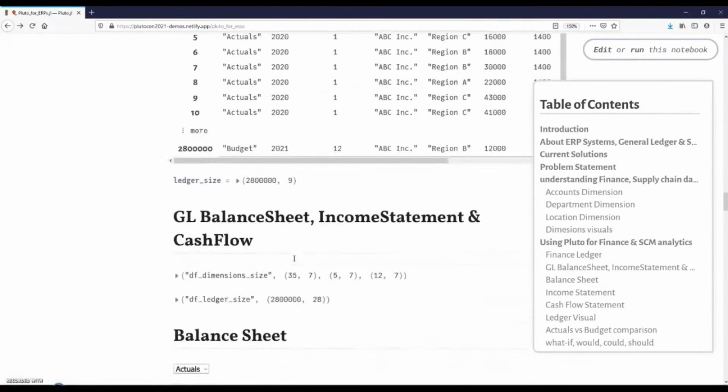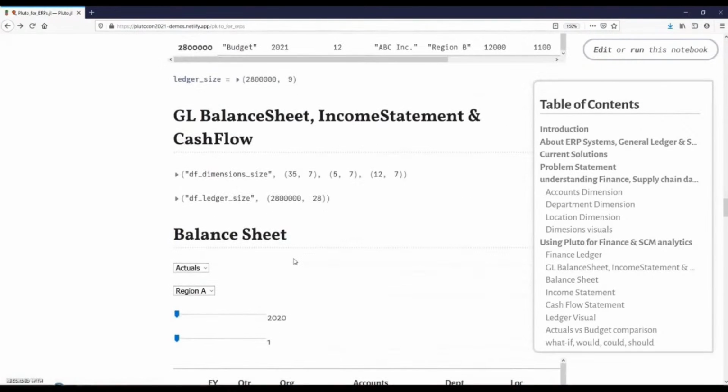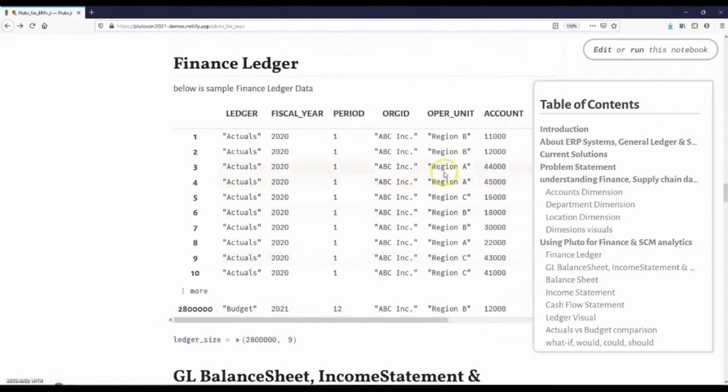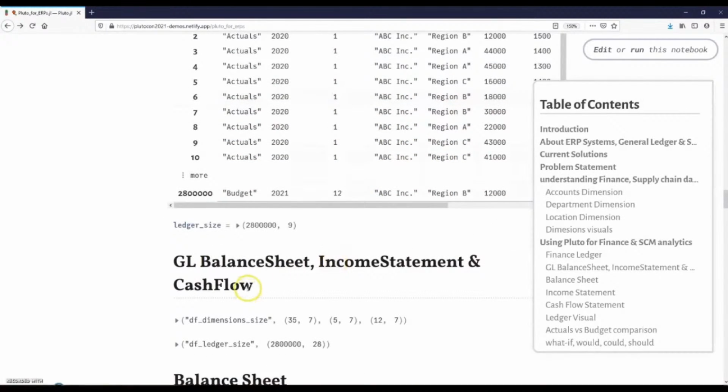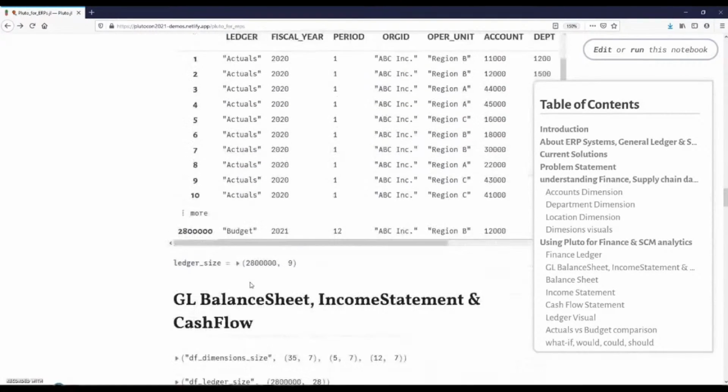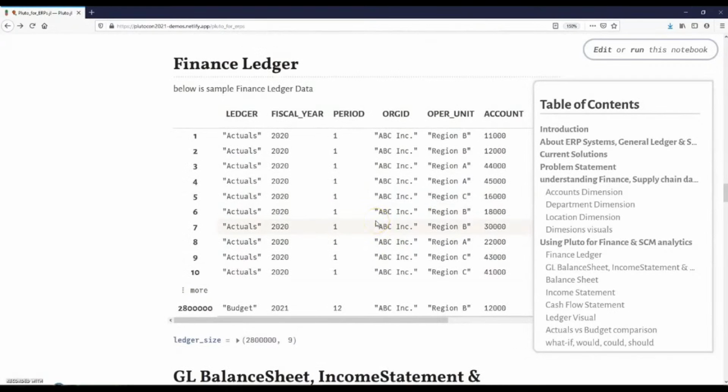So the balance sheet is just the dollar amounts, summarized per your account classification. The same goes for the income statement and cash flow. These are just different views: you want to see your dollar amount based on your department, or your accounts, or your location. So all the financial statements just roam around the GL data.